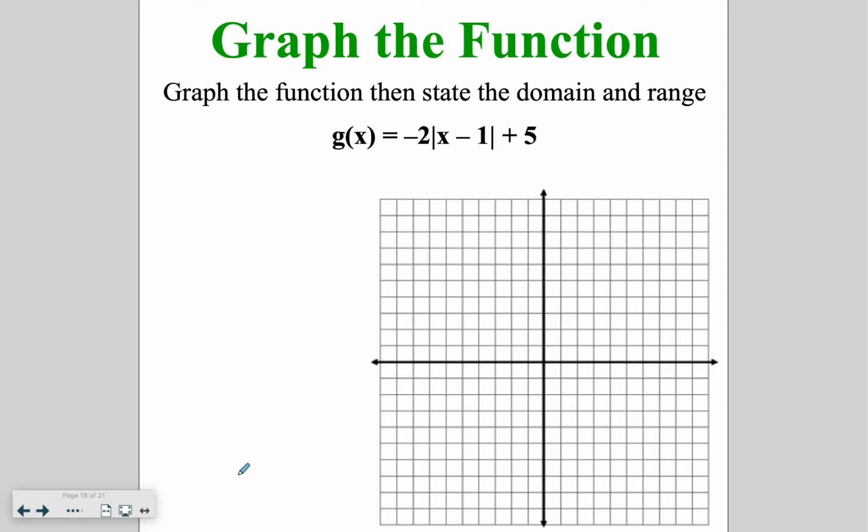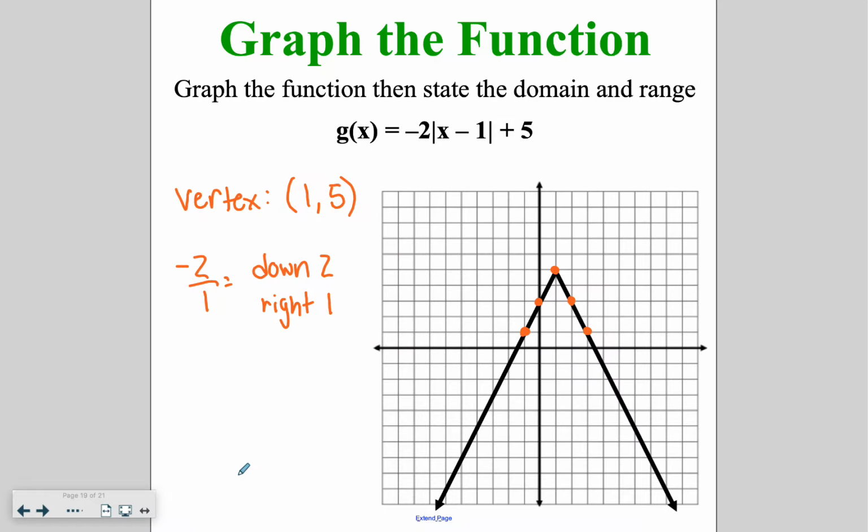Go ahead and pick out the vertex to this problem and graph it on your own. So our vertex is 1, 5, 1 to the right and 5 up. That slope on the right side tells me to go down 2 and then right 1 and repeat that pattern. Then you're going to mirror it over to the left side, which gives you the resulting graph. Now I want you to go ahead and state the domain and range on your own.